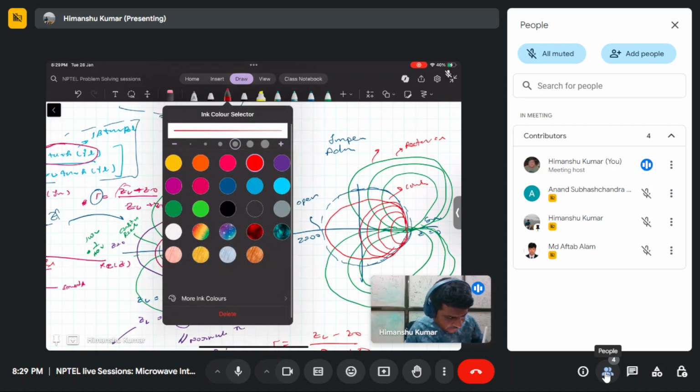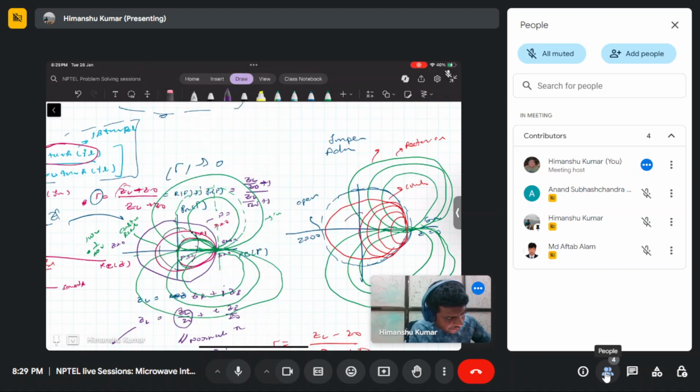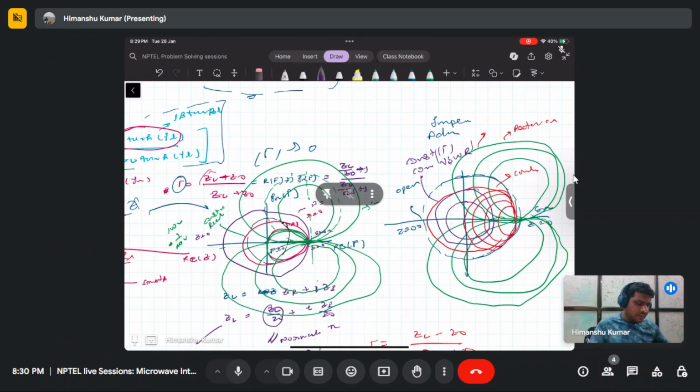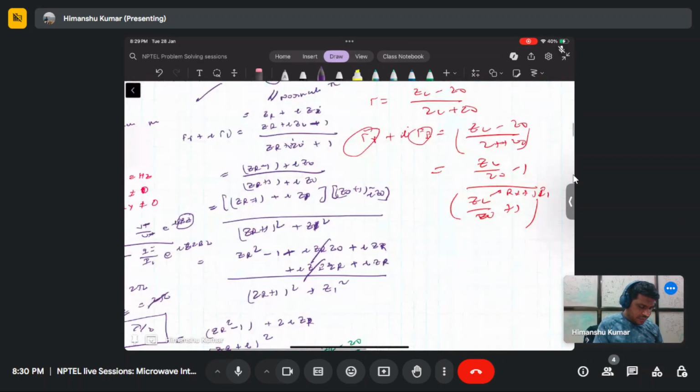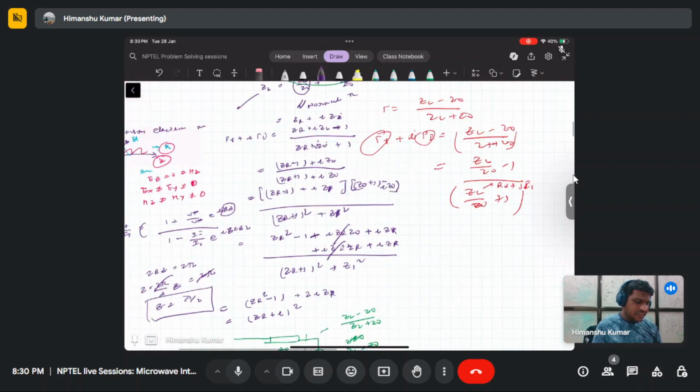Also, there is one more kind of circle which you draw around the center. These are known as the constant reflection coefficient, constant gamma, or constant VSWR circles. So these are the VSWR circles. That also you can draw with the Smith chart. Is there any doubt related to this?